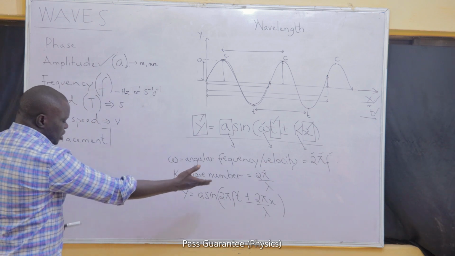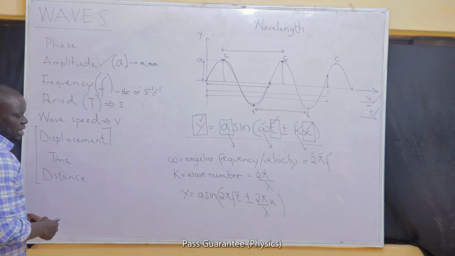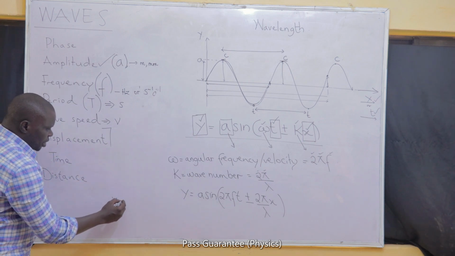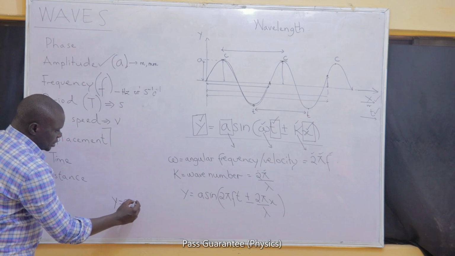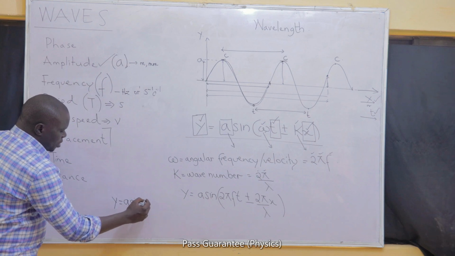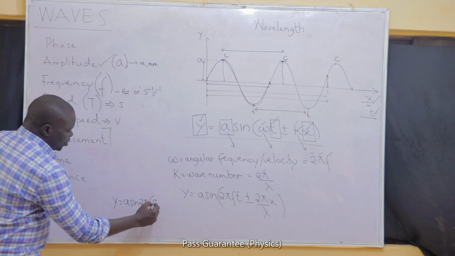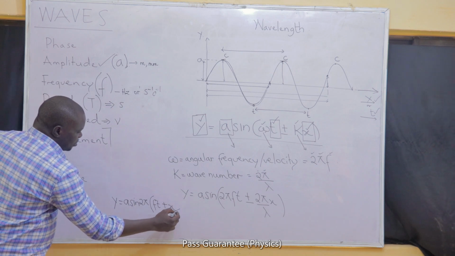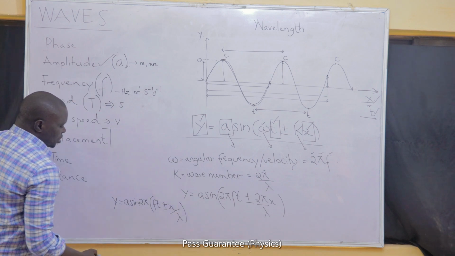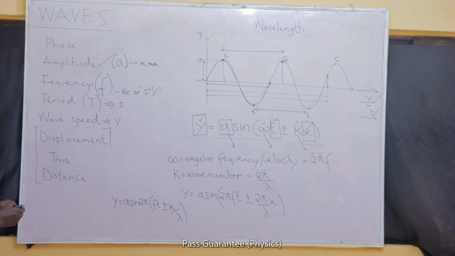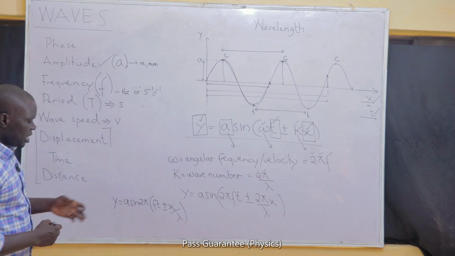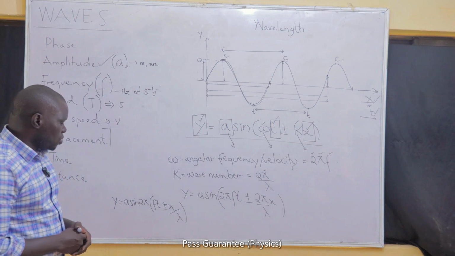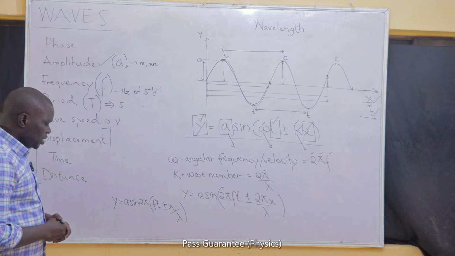If I factorize in some other forms, you can factorize 2 pi out of that bracket, then I will have y is equal to A sine 2 pi, open bracket, f t plus or minus x all over lambda. And there are still other forms that we can have. I can factorize f out of this bracket. If I factorize f out of the bracket, we know exactly what it means.